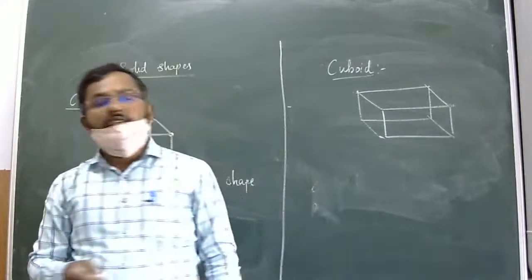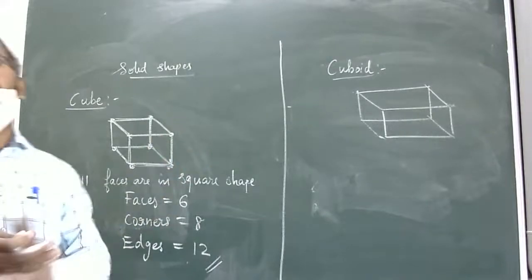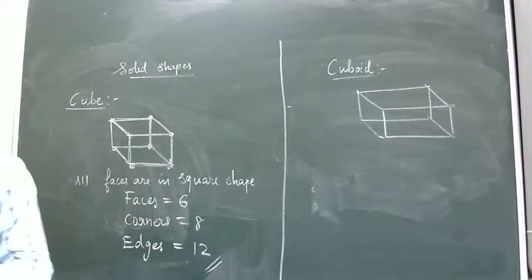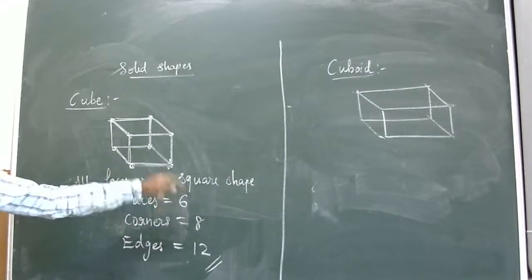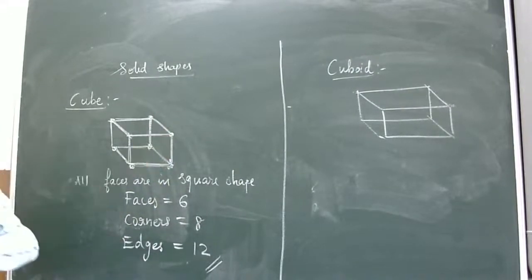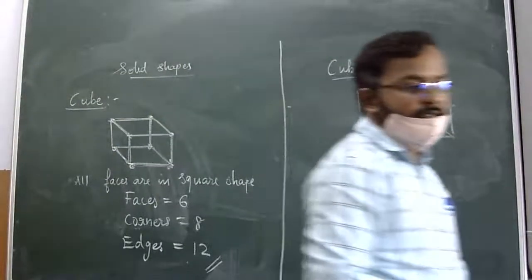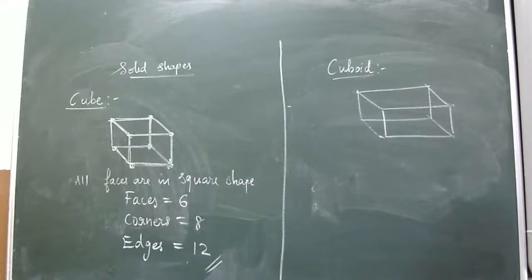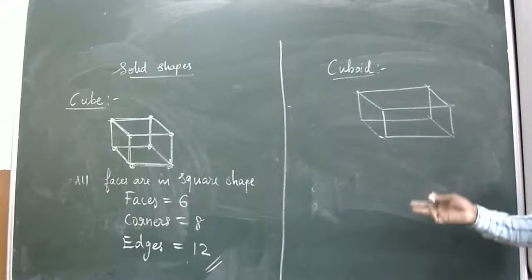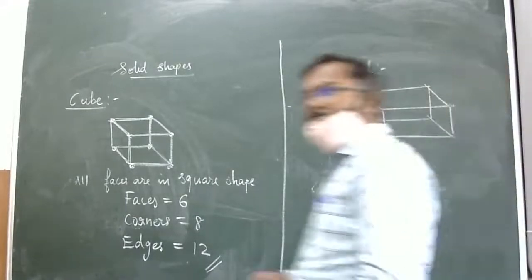So now, if you look at this cuboid, here the faces are in the shape of rectangles. In the cube, what was it? The faces were in the shape of squares. But here they are in the shape of rectangles. Okay. So now, here also we have to see how many faces are there, how many corners are there, and how many edges are there. How many faces are there?